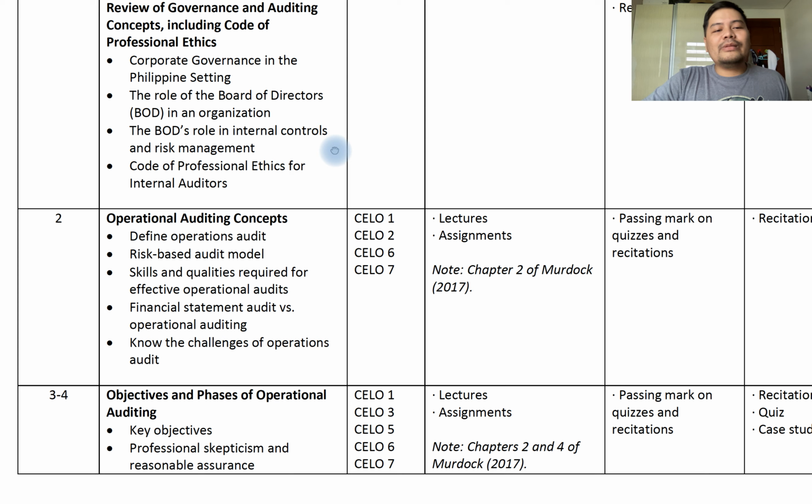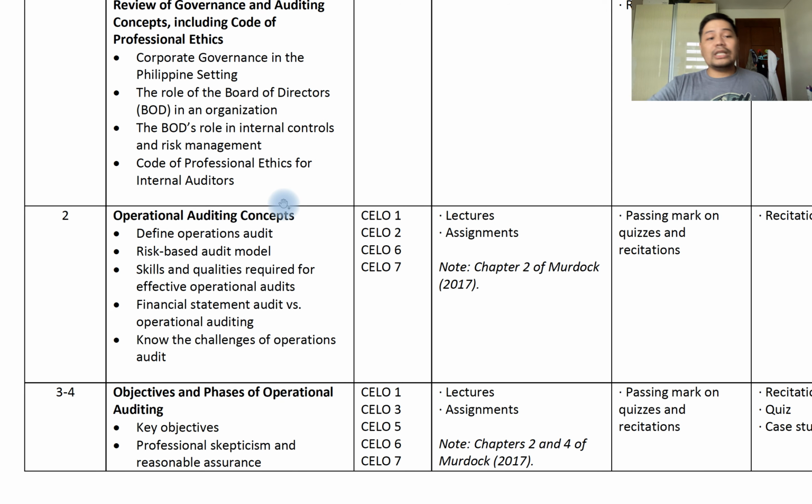Okay? So, for the week 2, we'll be discussing the operational auditing concepts. In here, we need to define what is operations audit. Okay? And then, in here, we also need to discuss the risk-based audit model. Okay, so I think you've heard this risk-based audit model. So, we don't just audit gusto lang nating i-audit to. Hindi ganun. Sa ngayon, if you want to have an efficient audit, ito yung marirecommend. We do risk-based audit model.